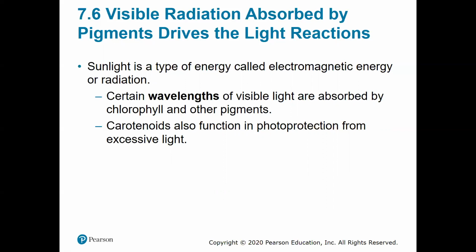Another pigment type is the carotenoids. The carotenoids, you see the prefix here is carat. So these are the orange pigments, and they function in photoprotection from excessive light.